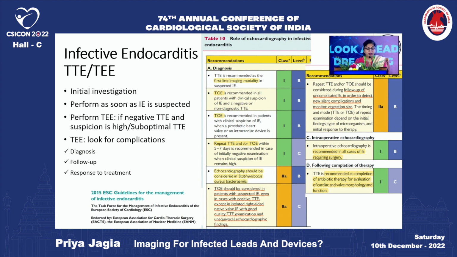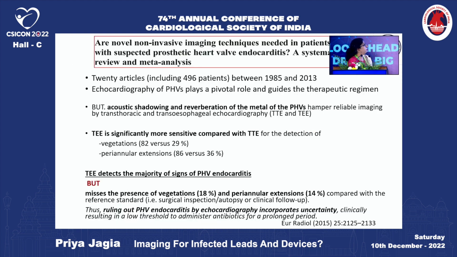So let's begin again with transthoracic and transesophageal echocardiography. Like I said, these are the initial investigations performed as soon as you suspect infection. Transesophageal can be added onto TTE once you think the clinical suspicion is strong and the TTE is negative. You make a diagnosis, and this is also good for follow-up and to see the response to treatment. The indications are class 1B and beyond.